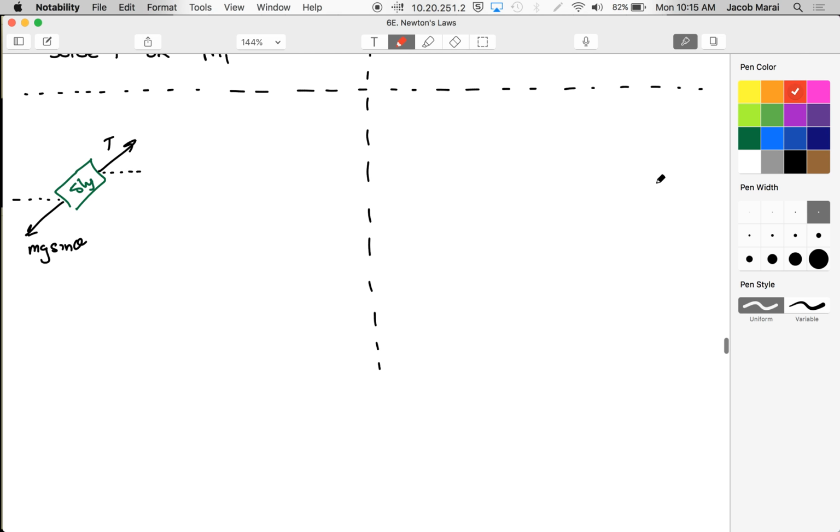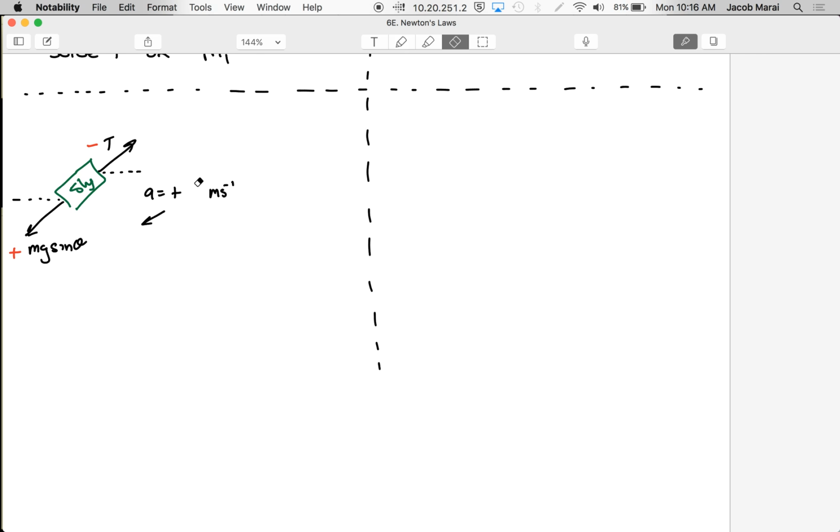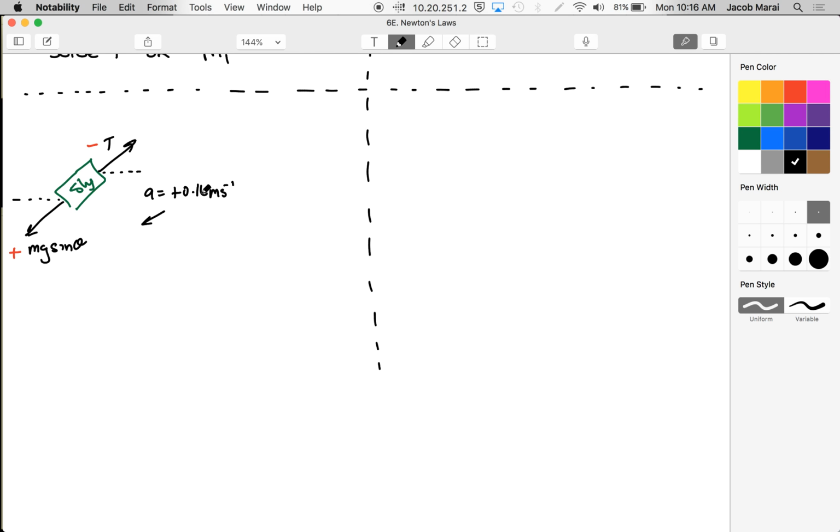Now, again, I'm going to have to assign convention. I'm going to go that down the incline is positive and up the incline is negative. Okay? Which way is our acceleration? Down the incline. So we're going to go plus 0.16, thank you.